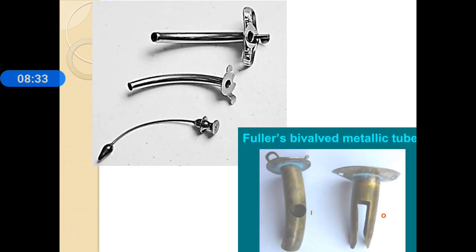So you can see the three parts over here. That's the outer cannula with the two neck flanges. This is the inner cannula or inner tube, and this is the obturator. And this is the Fuller's bivalve type. You can see the bivalves.